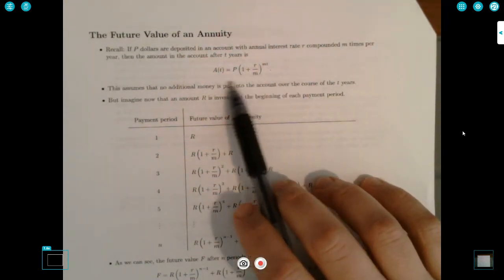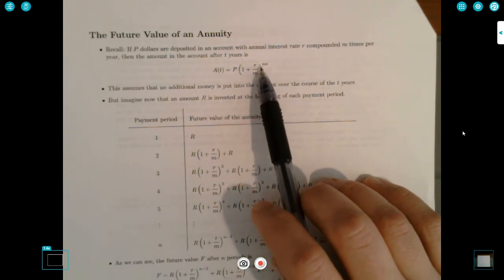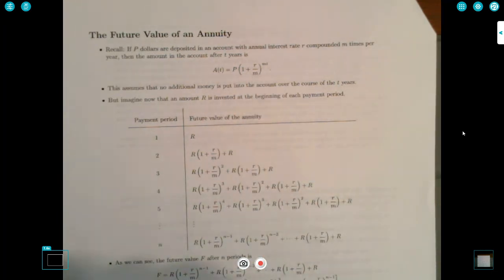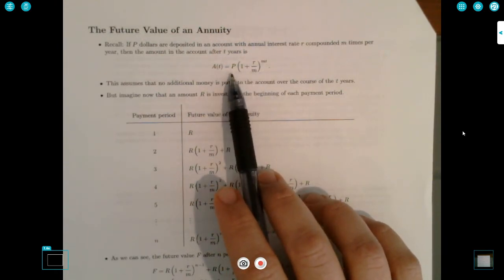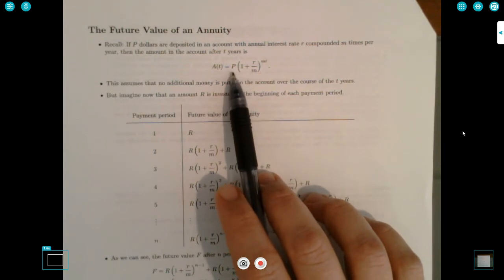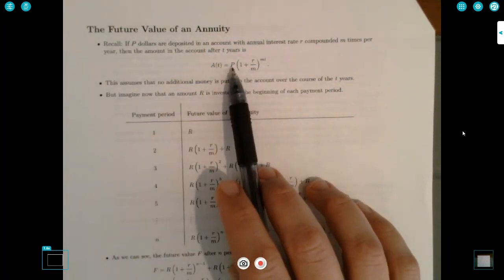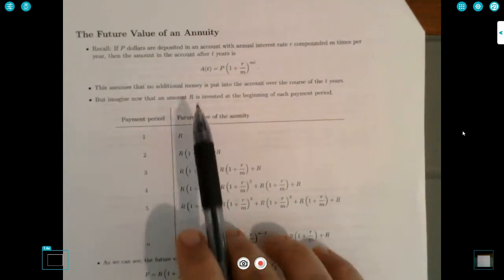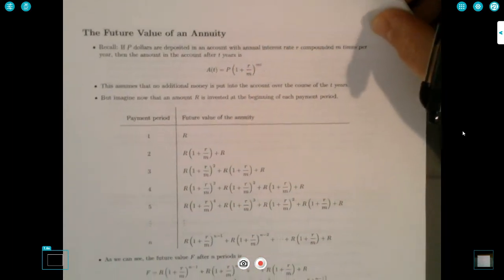But anyway, recall that this is the formula for compound interest that's compounded m times per year. This formula will give you the future value if you don't put any more money into the account other than what you put in at the very beginning. But imagine that instead of putting in some lump sum at the beginning, you put in a little bit, R, each month, or at the beginning of each payment period.